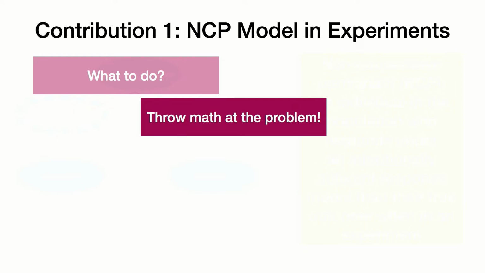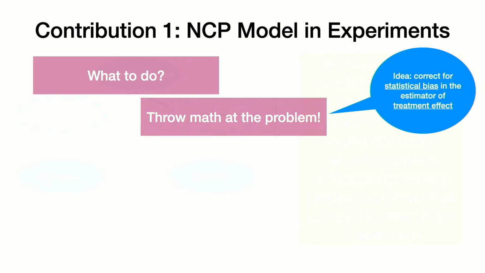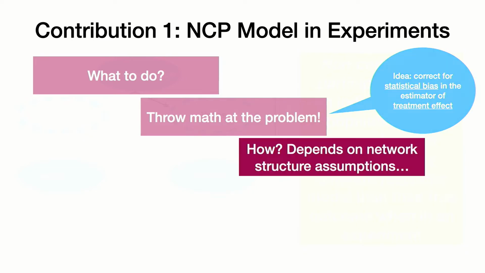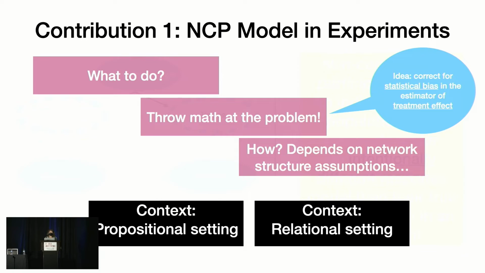Well, I'm from machine learning, as I mentioned, and so we like to throw math at the problem. The idea is to correct for statistical bias in the estimator of treatment effect. But how we do that depends on network structure assumptions and the conditions of the experiment. And this really grounds out into two different contexts: the propositional setting, where users and participants can't influence the outcomes of other participants, and the relational setting, where participants' outcomes may influence the outcomes of other participants.